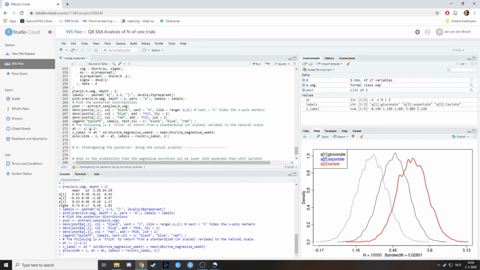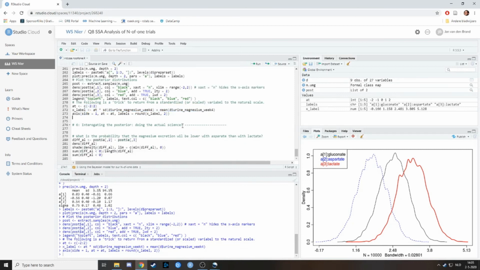You don't have to understand exactly what's going on here with this R code, but this is just to create these density plots. A separate one for each of the posterior distributions after using a certain preparation. This is to add a legend. This last bit is just to add some axis labels to the x-axis.